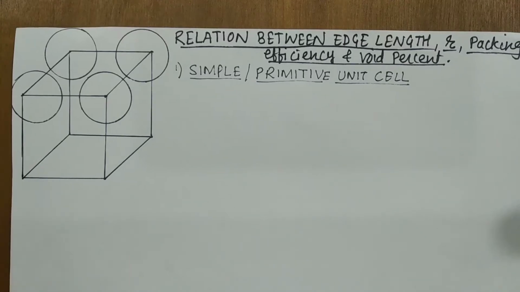Hello students. In this video we are going to see the relation between edge length, the radius of an atom, its packing efficiency and the void percent, and we will be seeing this for all the three types of centered unit cells, that is simple or primitive unit cell, body centered unit cell and face centered unit cell. So let us start with the first one, that is simple or primitive unit cell.